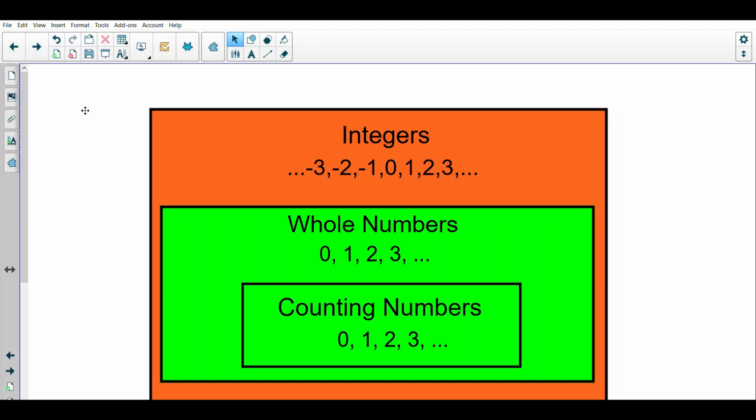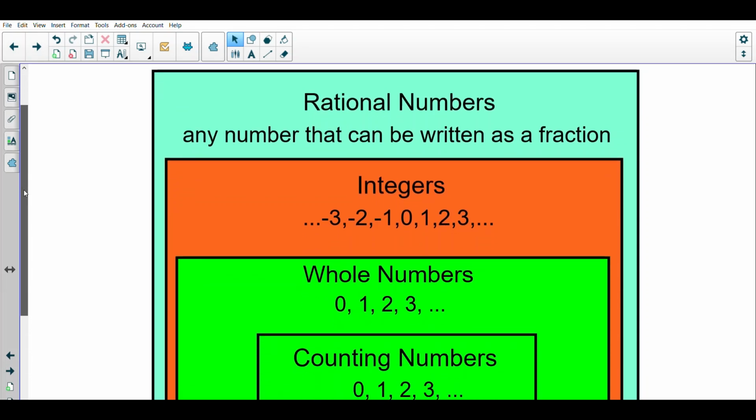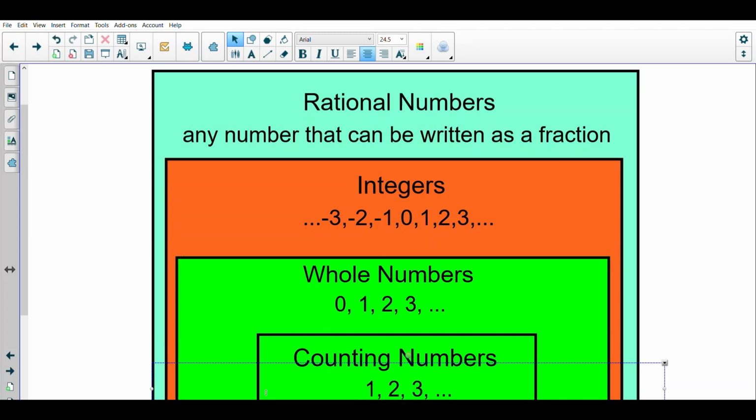Then we move on and add the rational numbers. Rational numbers are any number that can be written as a fraction. I got a mistake here. Let's change that. There we go, that's better. So, any number that can be written as a fraction.